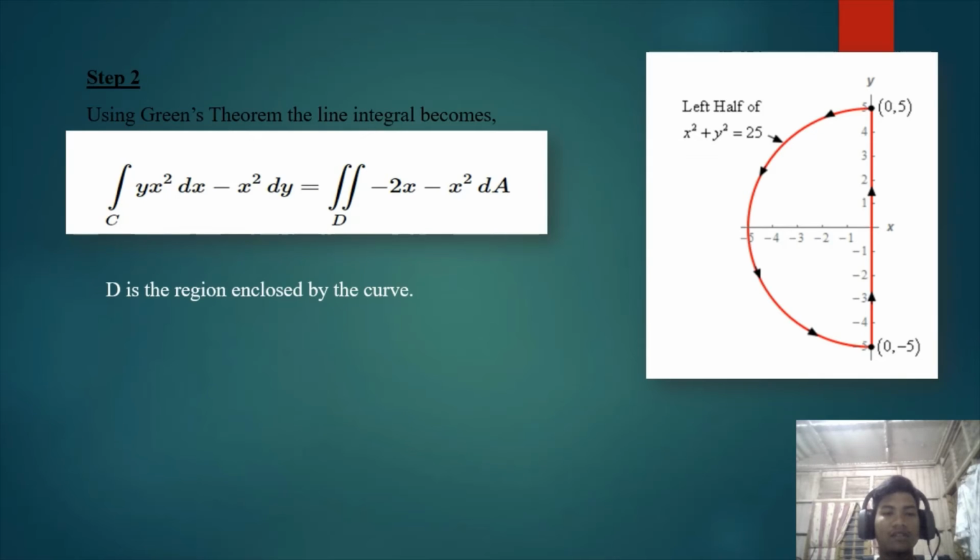For the next step, which is step 2, we use Green's theorem on the line integral. The line integral over C of y x squared dx minus x squared dy becomes the double integral over D of negative 2x minus x squared dA, where D is the region enclosed by the curve.